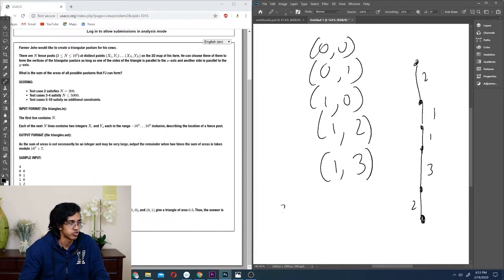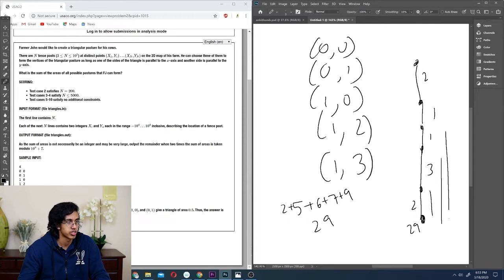So this first one would be 2 plus 5. Okay, I need to keep track. So 2 plus 5 plus 6 plus 7 plus 9, and that's just going to be 11 plus 13 plus 29. Okay, so this one's going to be 29, right? And it's this line plus this line plus this line plus this line plus this line.